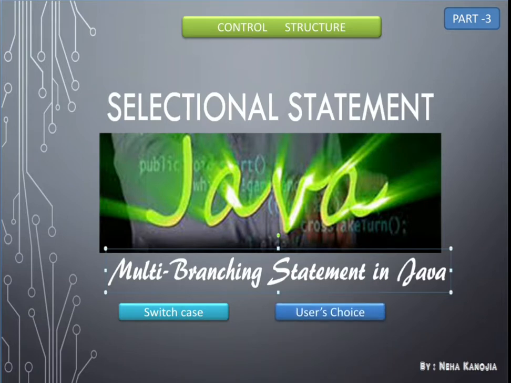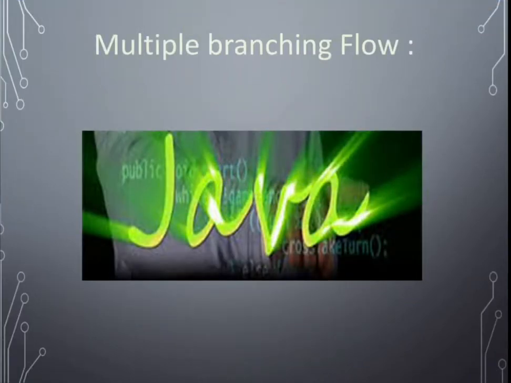Switch case can be called user choice, or we can say menu driven programming. Basically, when we have a choice of varieties, when we have so many choices, that time we use switch case. And we will see the examples and the details of switch case. First of all, multiple branching flow.